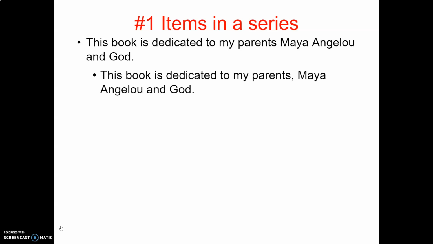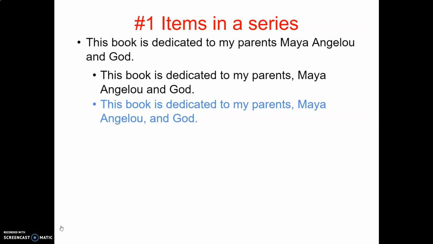If you only put it after parents, then that's going to be confusing to your reader because it sounds like Maya Angelou and God are the parents. So we definitely want to include that last comma before the and. The book is dedicated to my parents, comma, Maya Angelou, comma, and God.